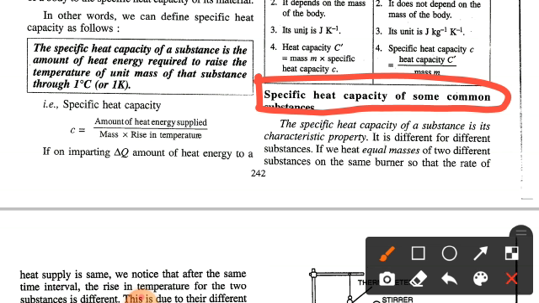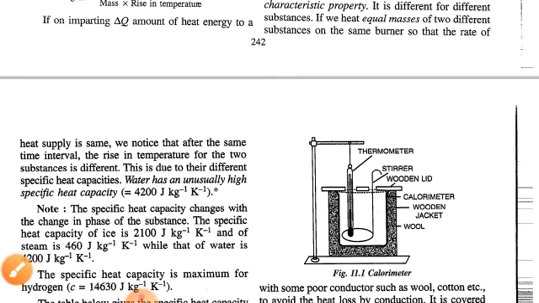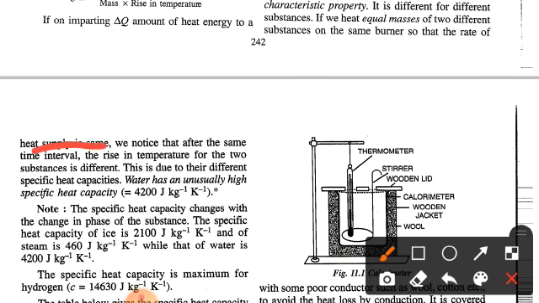Here you can see, the specific heat capacity of a substance is its characteristic property. It is different for different substances. If we heat equal masses of two different substances on the same burner so that the rate of heat supply is the same, we notice that after the same interval, the rise in temperature for the two substances is different. This is due to their different specific heat capacity.